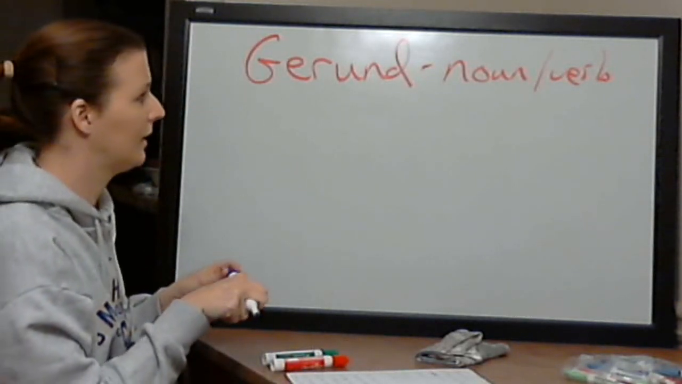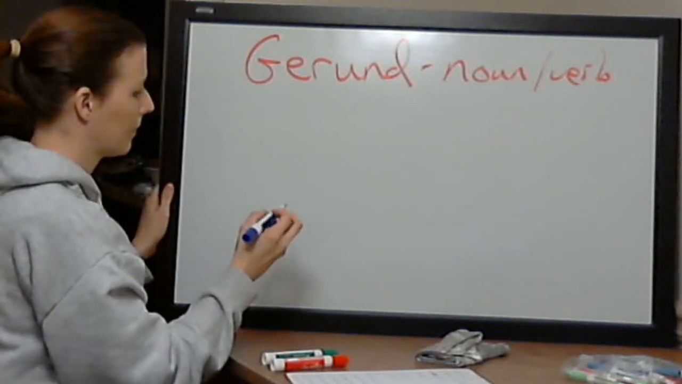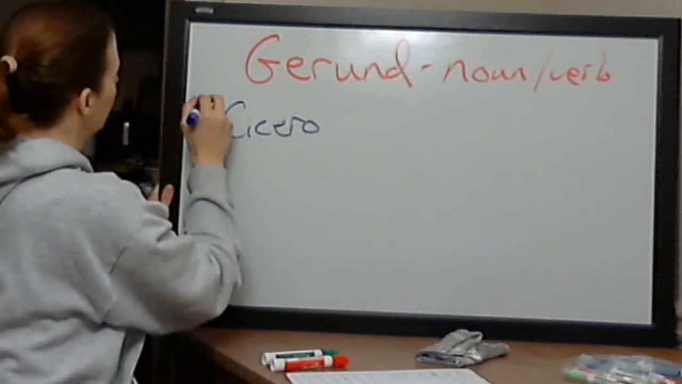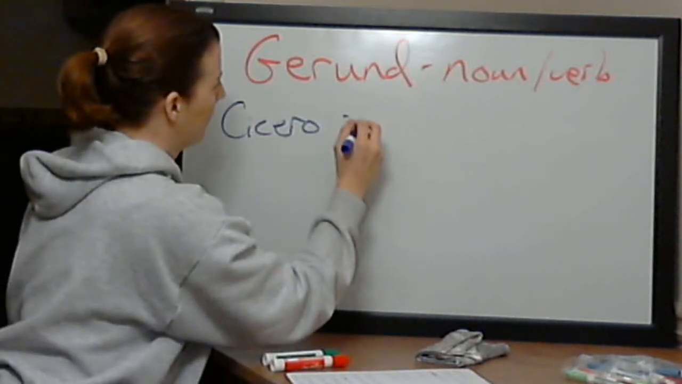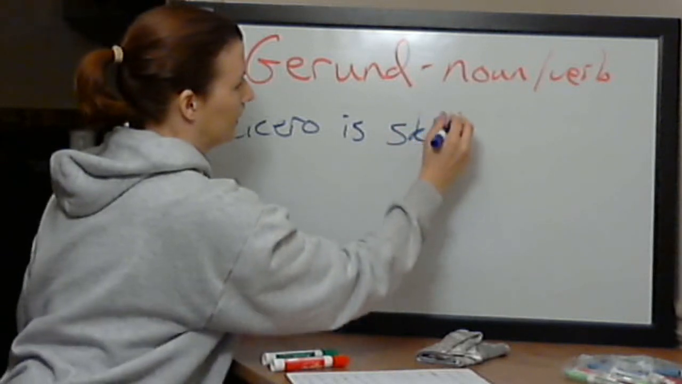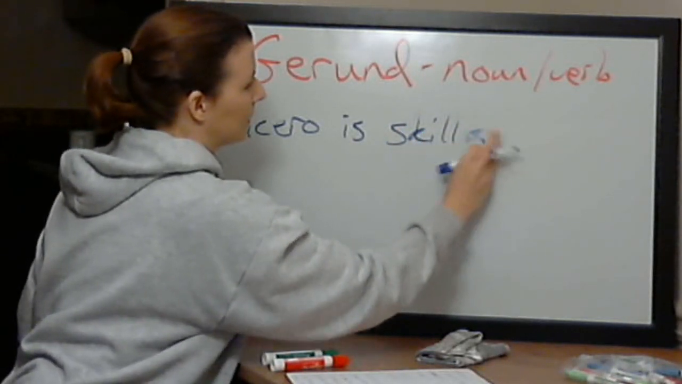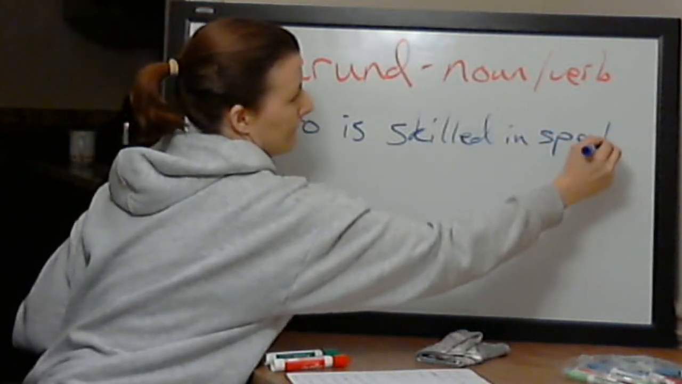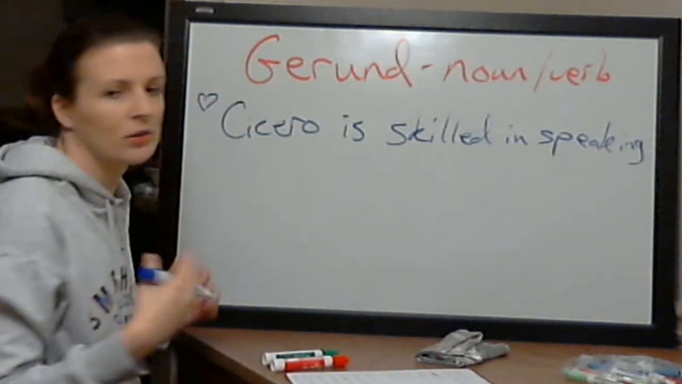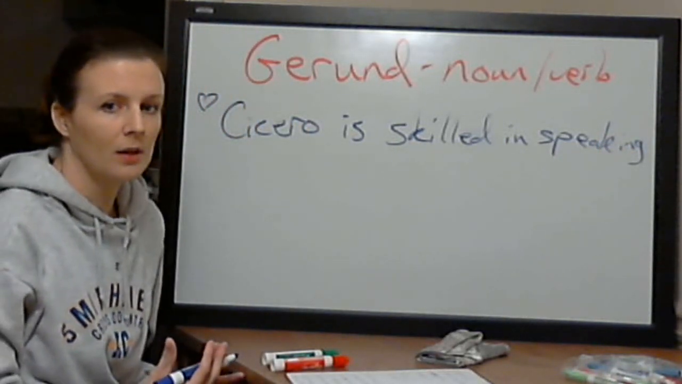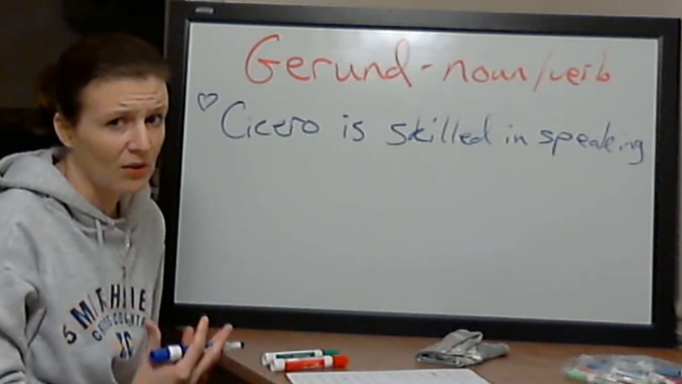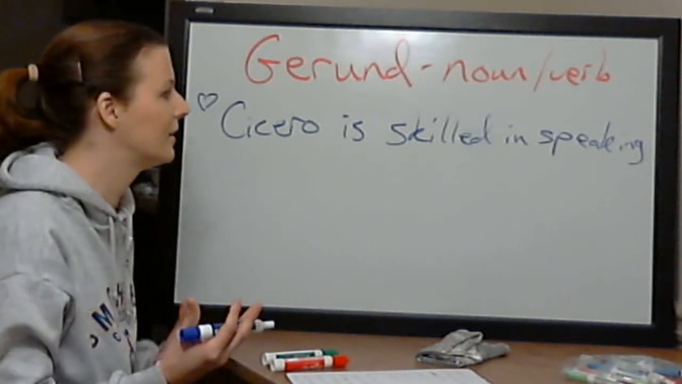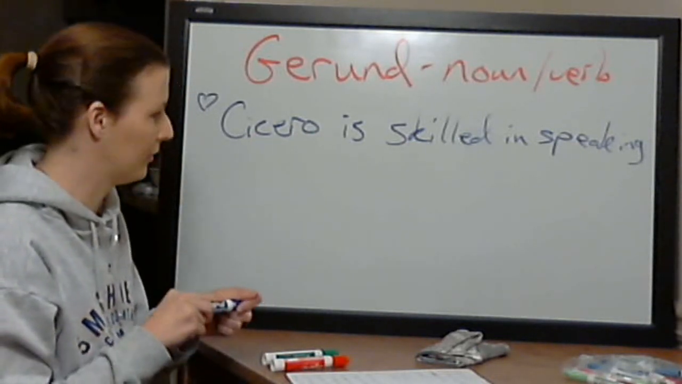If you want to say, Cicero, my beloved there, put a little heart next to him. Cicero is skilled, not skilling, but skilled in speaking. In English, that speaking looks no different than any other sort of participle for us, but it's being used as a noun, not as an adjective. So we're not saying the speaking man was going on and on, boring his audience. We're saying that this is a noun, something in which he is skilled.